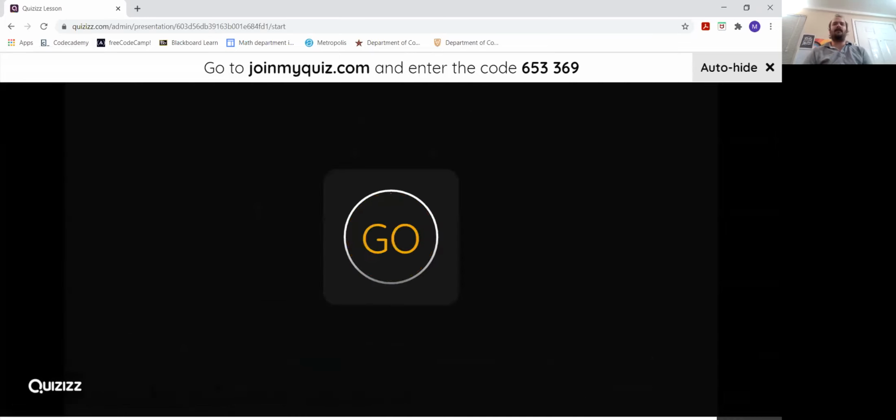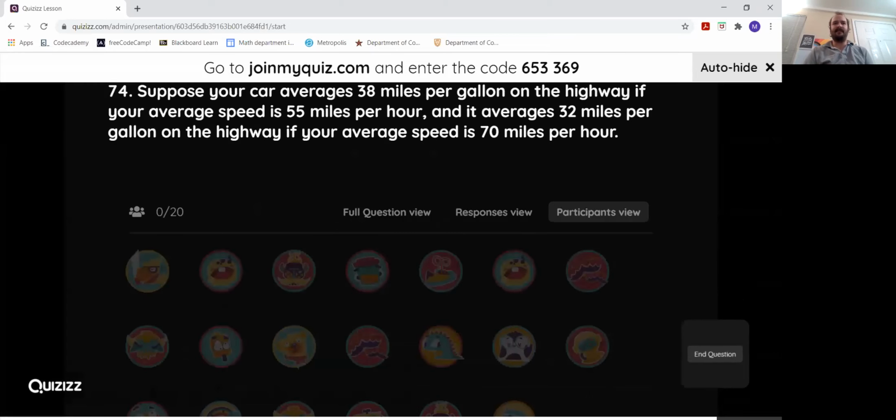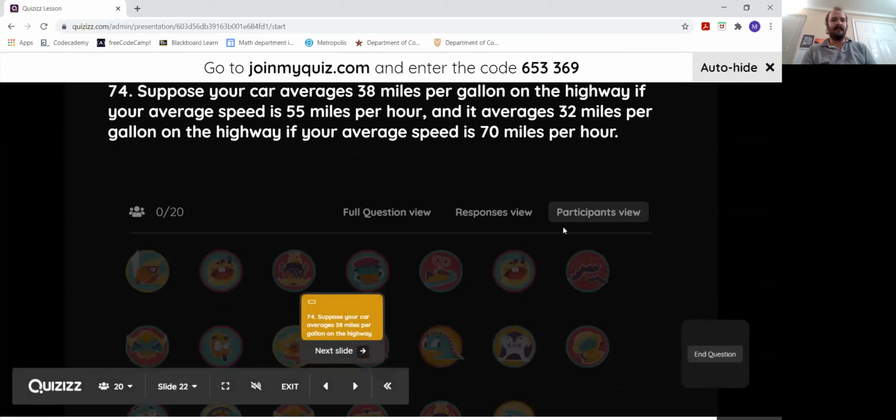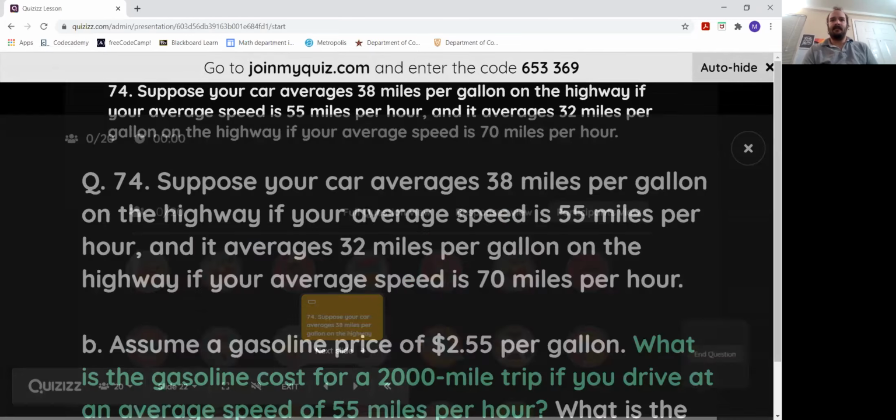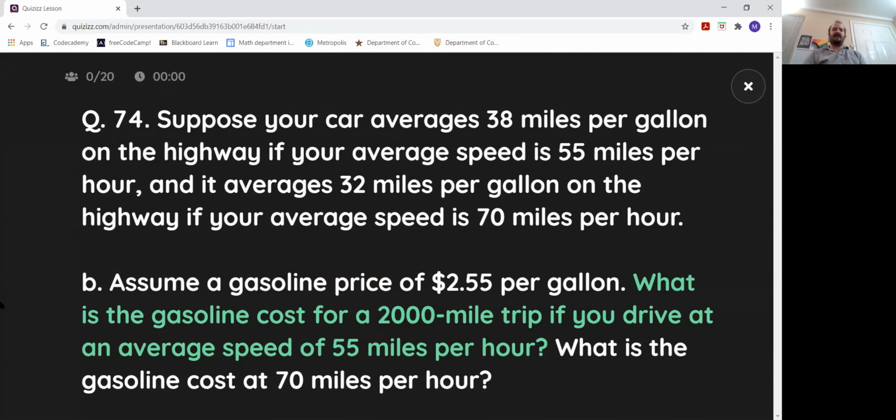And then we got one more question that's a two-parter, I believe. Now we want to know, what is the gas cost for a 2,000-mile trip if we drive at 55 miles per hour? So this is going to be a two-parter. Each of these is going to be a two-part conversion, I believe.